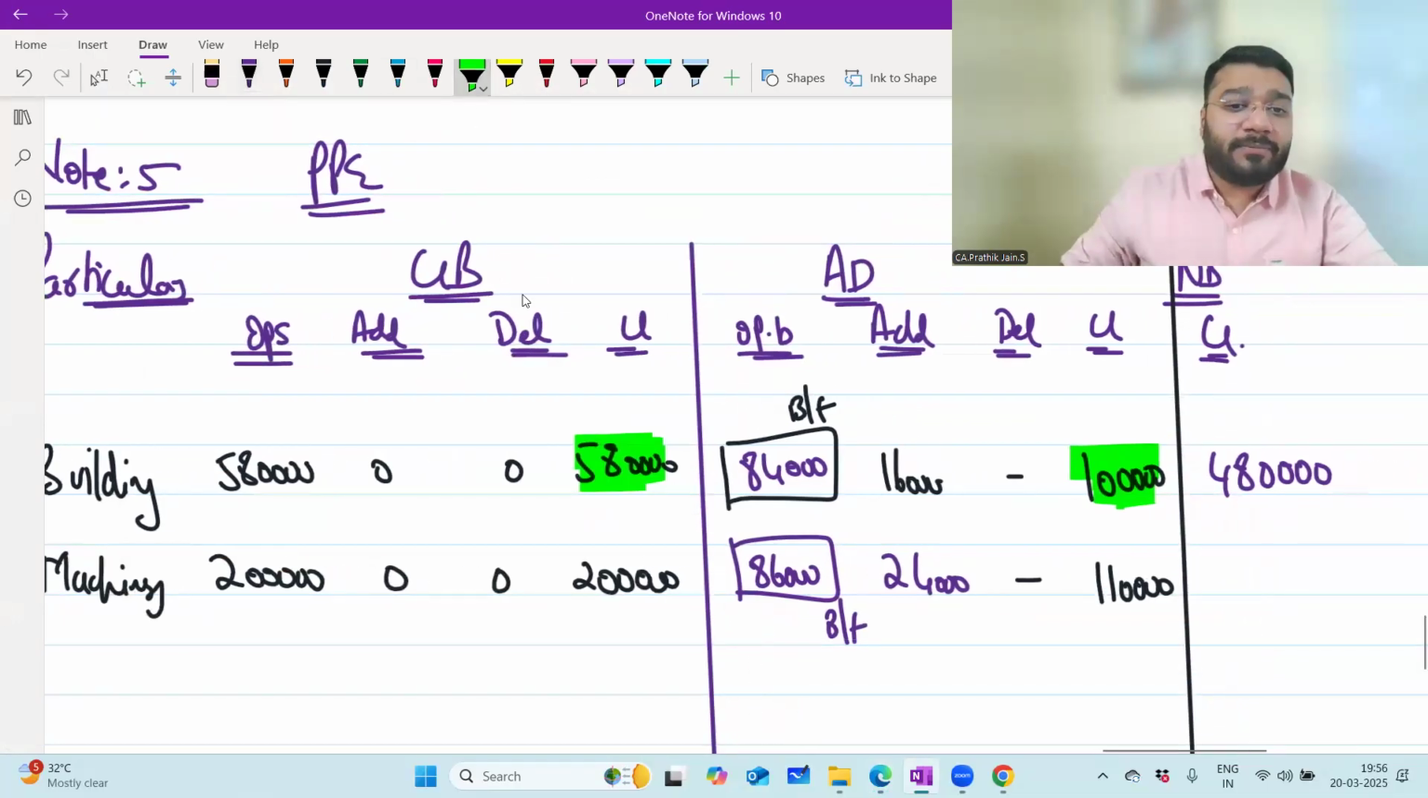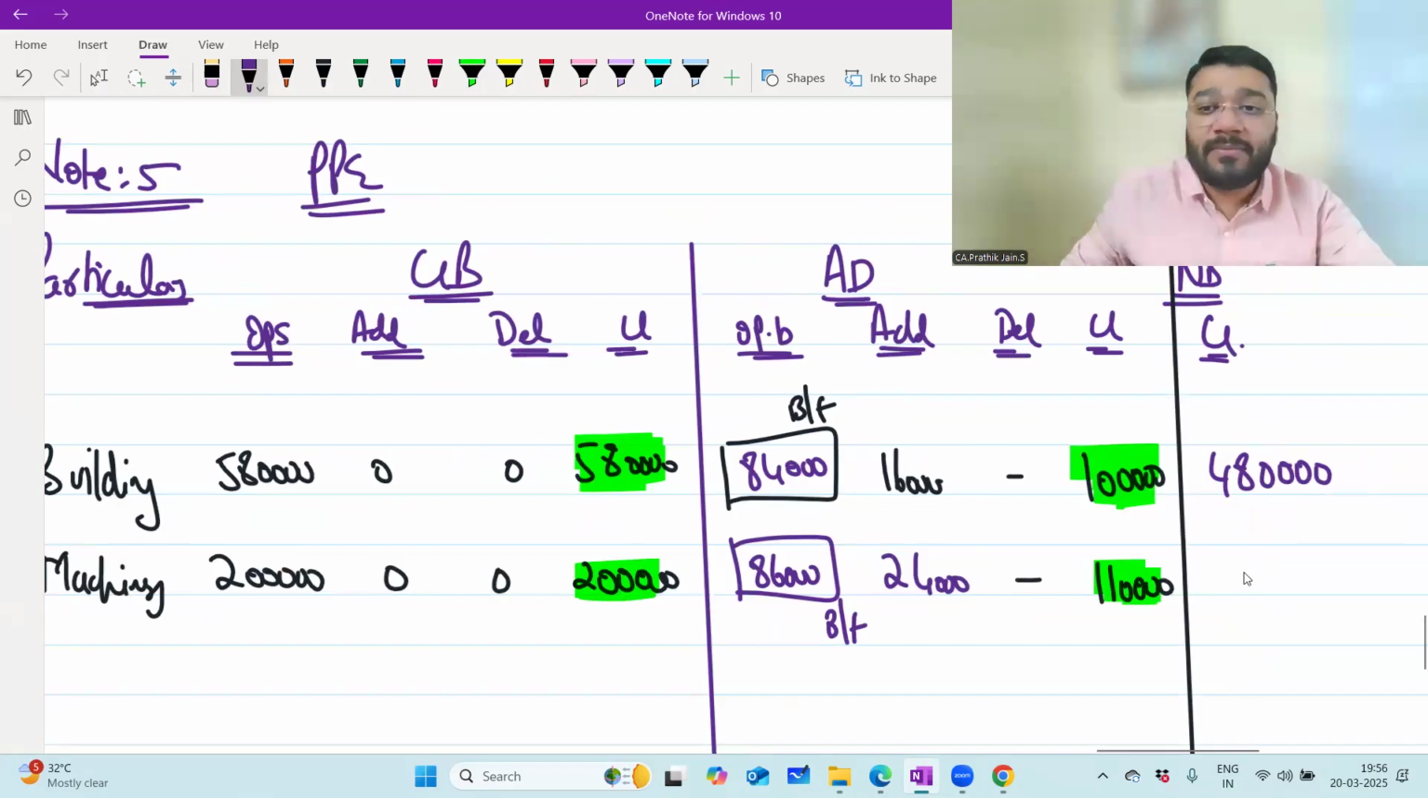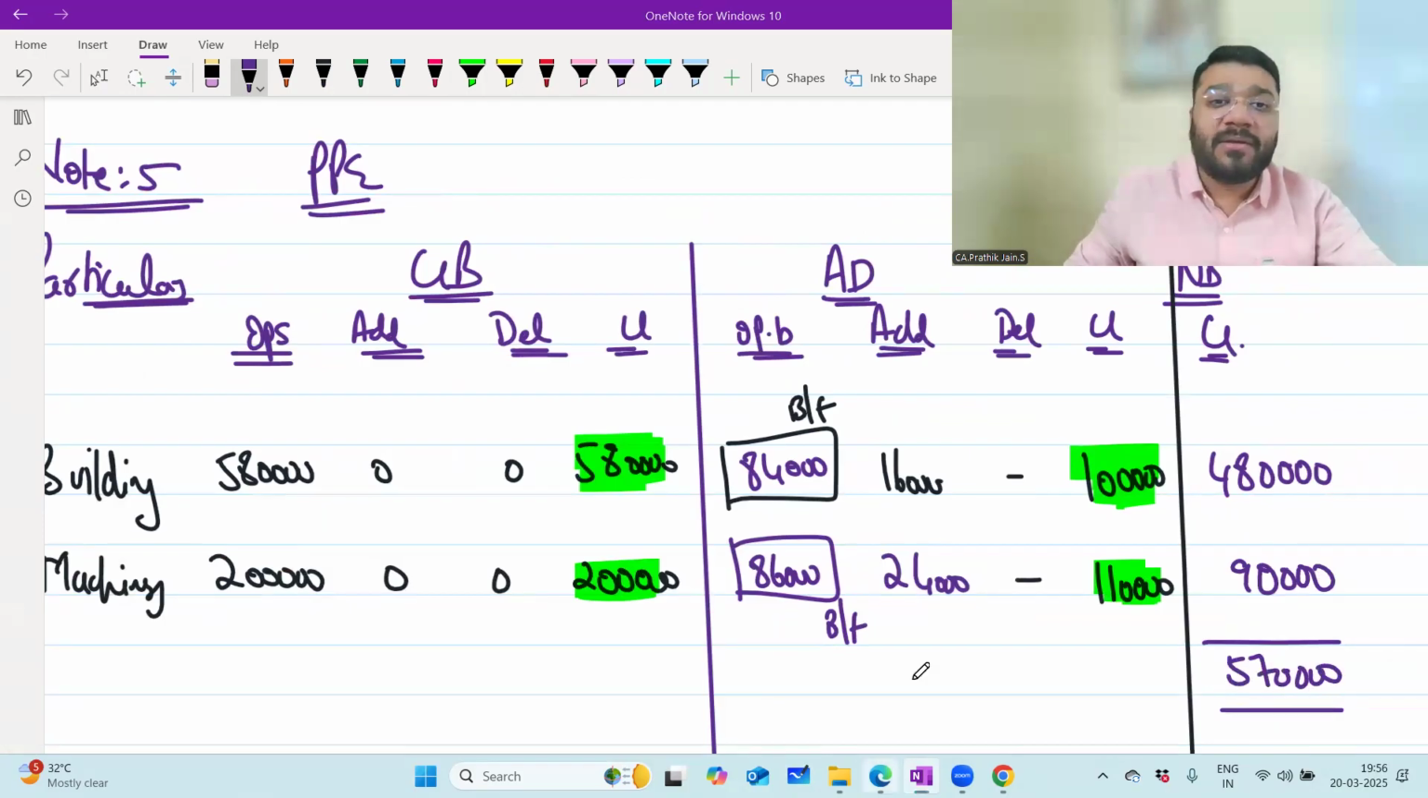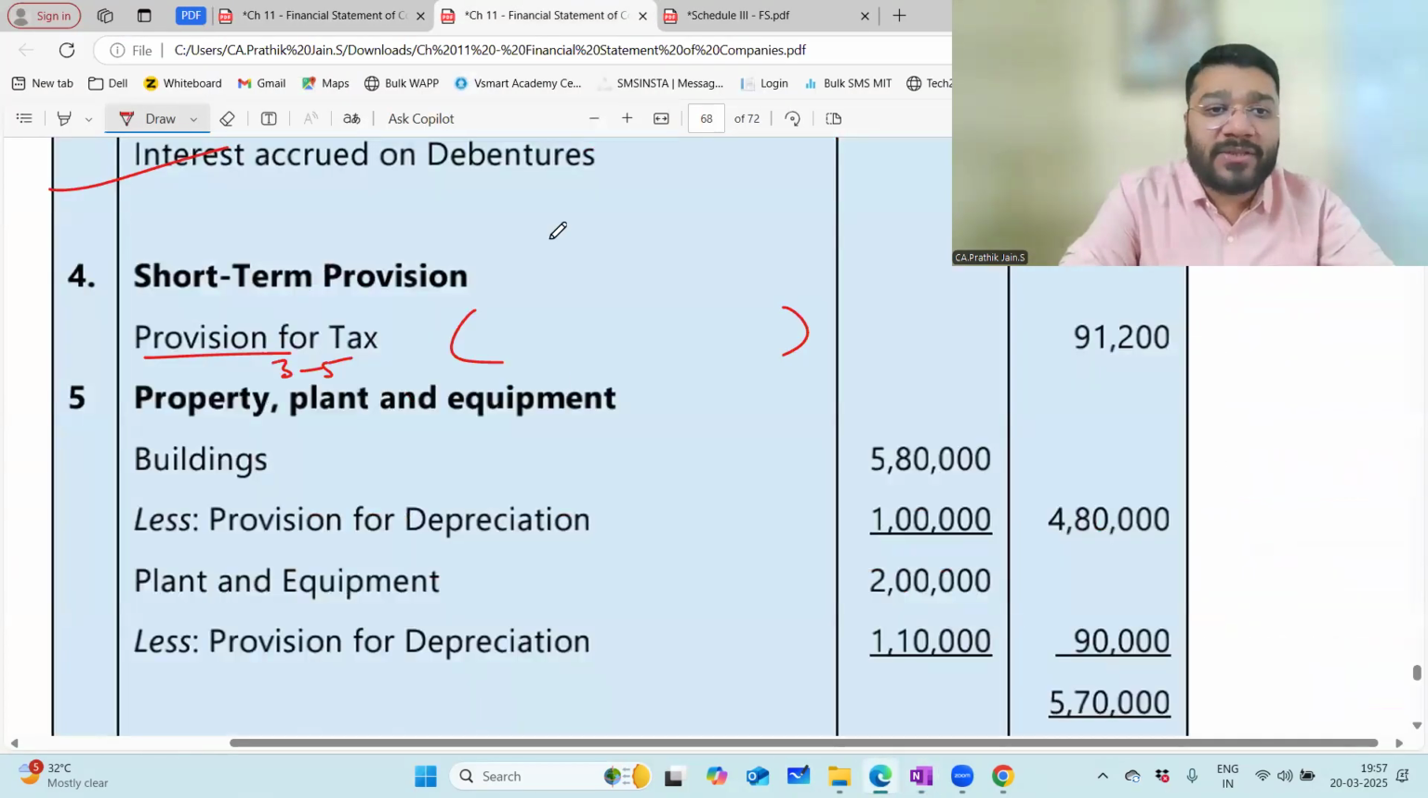Now how do I get the net block? 2 lakh minus 110 is 90,000. How much? 90,000. That's all. Total is how much? 570,000. 570 is the total of PPE. Please record it on the face of the balance sheet.